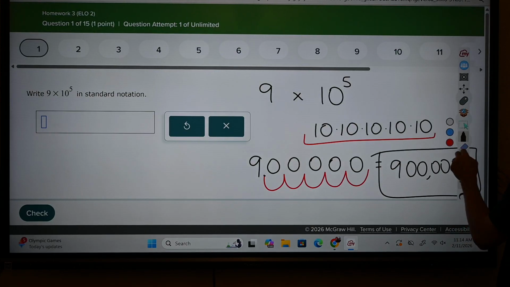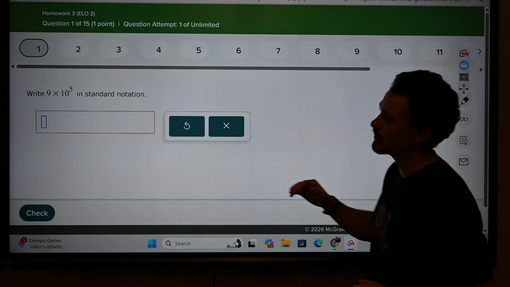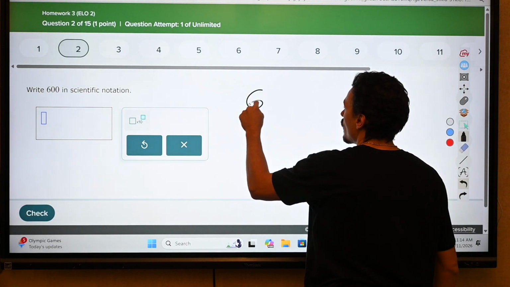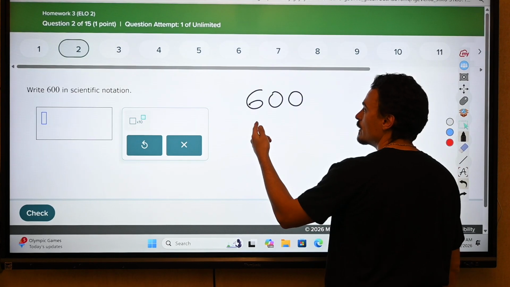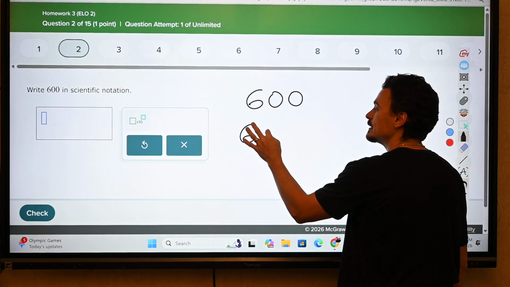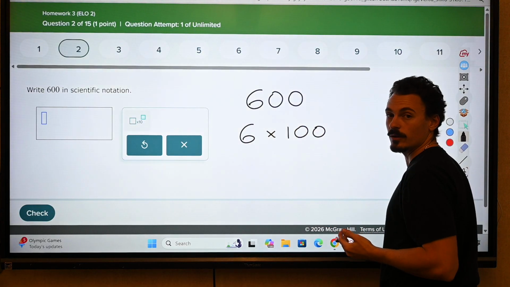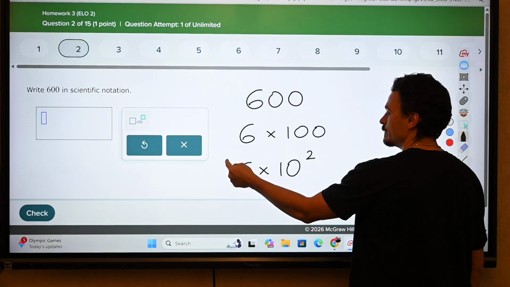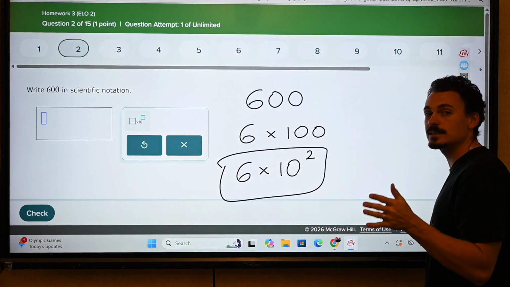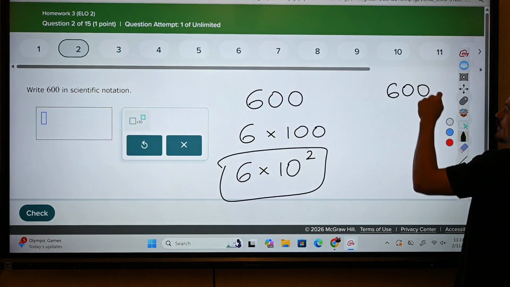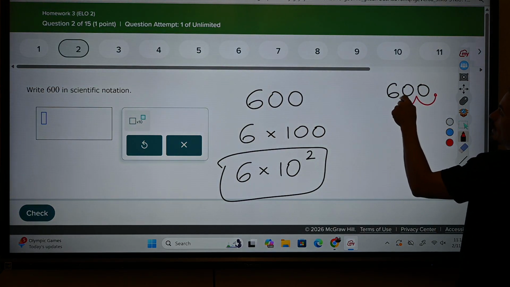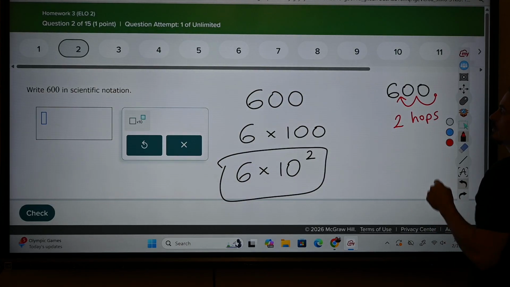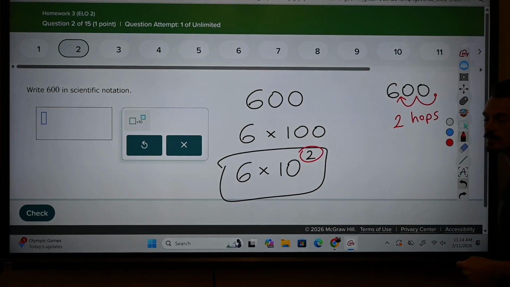If not, you got to go back and watch that video that I posted about scientific notation. Okay, number 2. So this one, I want to write this number in scientific notation. I know 600 is 6 times 100, and I know 100 is 10 to the power of 2. So this would be 6 times 10 to the power of 2. A systematic way of doing this would be: 600's right here, my decimal's here, and I have to go back twice. So that would be 2 hops, which is why I put a 2 there.